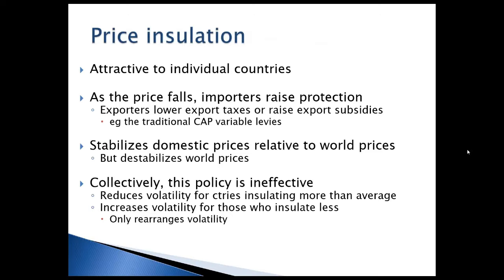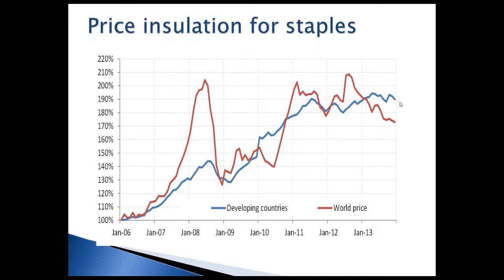The analogy Kim Anderson and I have used is that this is like everyone standing up in the grandstand to get a better view. It can rearrange volatility by shifting it to the countries that insulate less than the average. But obviously everybody can't insulate more than the average. This is not like Lake Wobegon, where all the children can be above average.